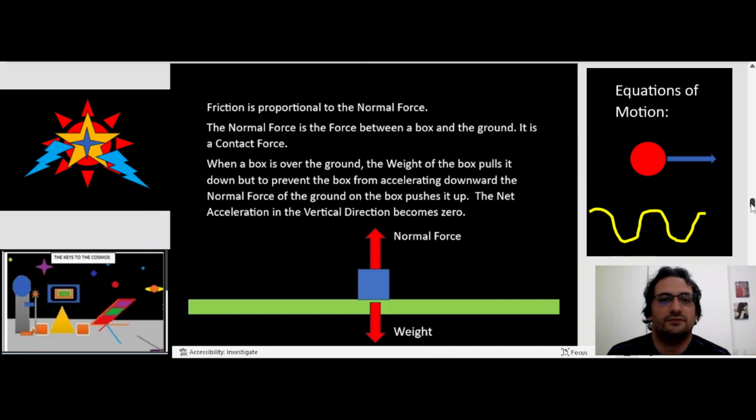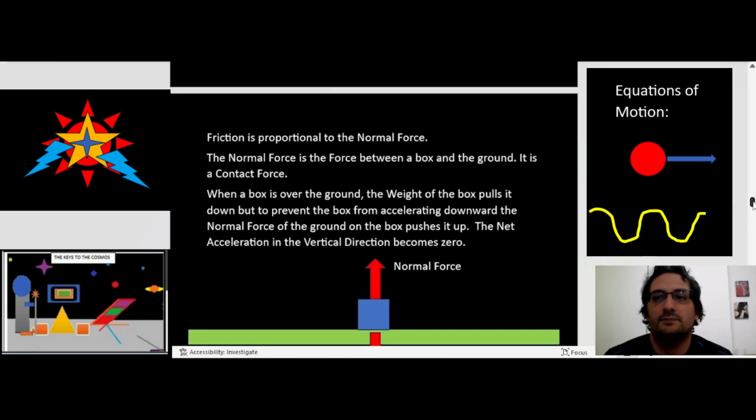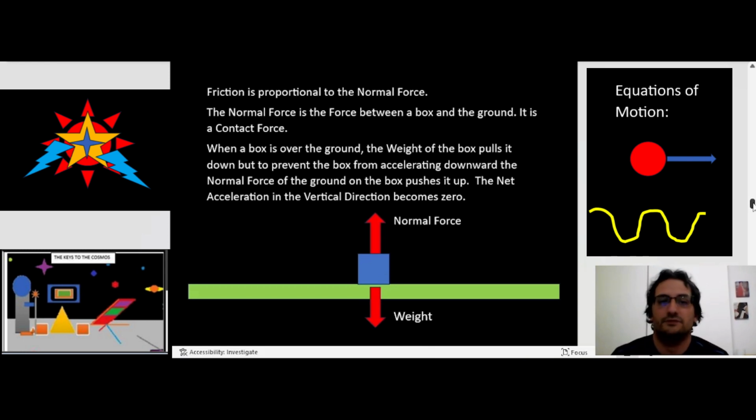When a box is over the ground, the weight of the box pulls it down, but to prevent the box from accelerating downward, the normal force of the ground on the box pushes it up. The net acceleration in the vertical direction becomes zero. So the box is not accelerating vertically, which means that the weight is balanced by the normal force.